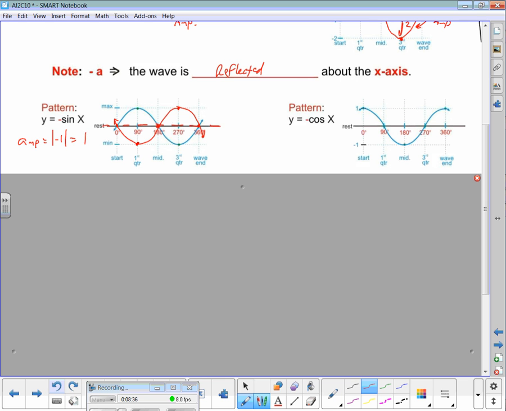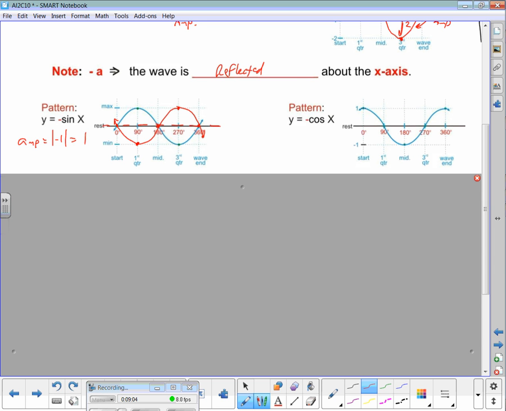Now, if the amplitude was bigger, it would be reflecting with a bigger amplitude. But negative sine x, instead of heading up in the beginning, heads down. It's reflected about the x-axis. The cosine is the exact same way. So again, we've got a negative cosine x. Your amplitude would be positive 1. Absolute value of negative 1 is 1.